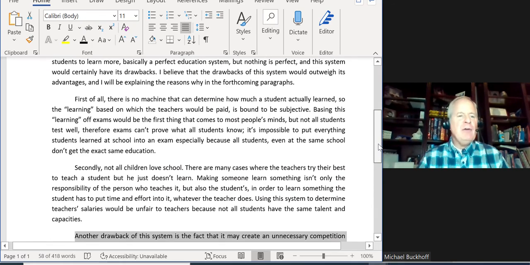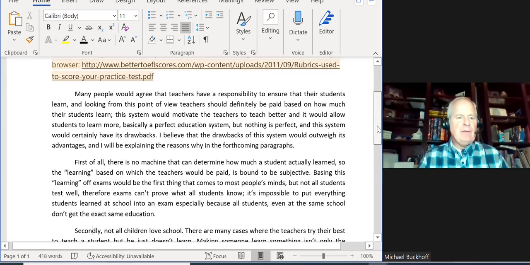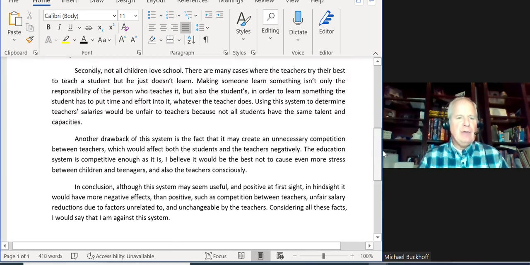Now, for parallelism, if you say first of all, then say second of all, and then say third of all here, then everything is parallel. Or if you say firstly, then secondly, then thirdly, then in conclusion.